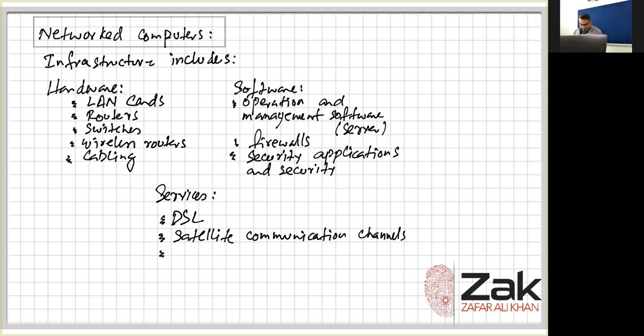Afterwards, we have wireless protocols that enable us to transfer data, like with Wi-Fi or Bluetooth, or with GSM, like we have got 4G at our home and all. And then IP addresses.